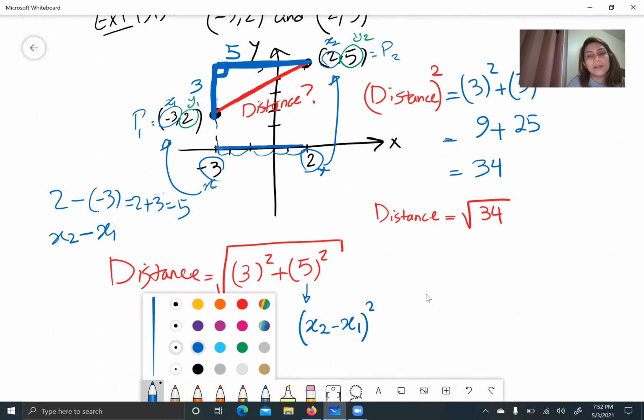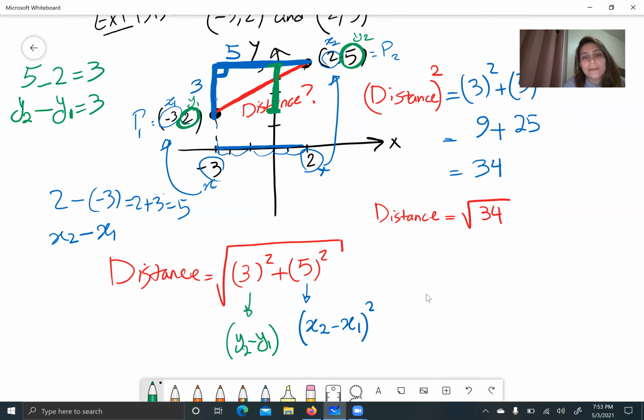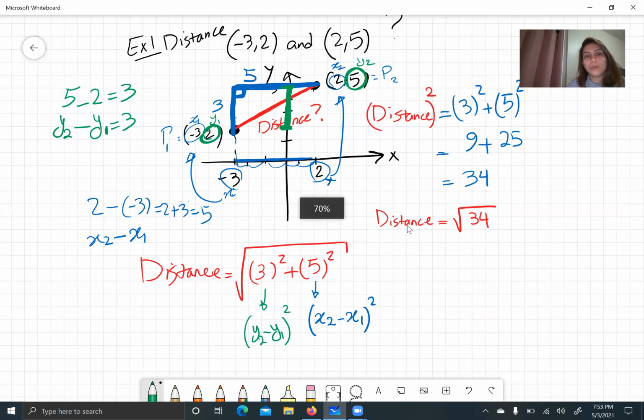What about 3? Look at 3. 3 is the same as this. Look, the distance between these two y values. What is the y value here? 2. What is the y value here? The height is 5. What is the difference between these two heights? 5 minus 2 gives me 3. What is 5? It's this y value for the second point. 2 is the y value for the first point. So 3 is in fact the difference between these two y coordinates. That's it. We came up with the formula for distance.